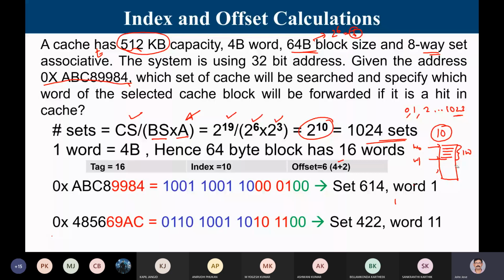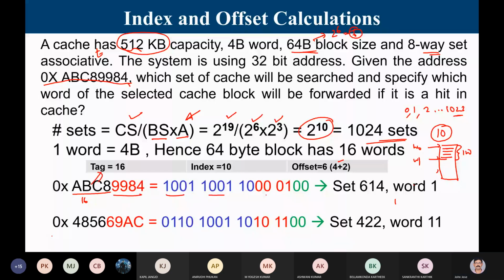0xABC89984. I am going to write it in the hexadecimal version of it. Of what? ABC8, this one. This ABC8 is a hexadecimal value that is 16-bit, that is my tag. The remaining 9984, 9, 9, 8, and 4, I am going to write.